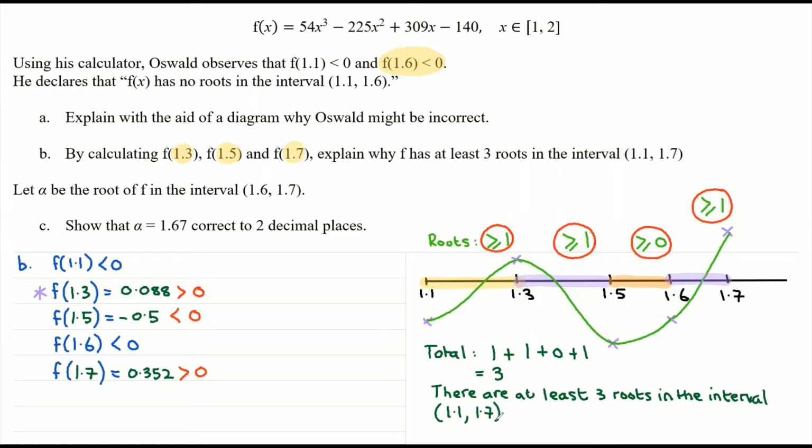Now then, if you want to not use a diagram for that, you would just argue the same thing. You would just say, okay, f of 1.1 is negative, f of 1.3 is positive. So going back to what we've got here, that bit greater than or equal to 1. Then you would look at f of 1.3 and 1.5, those two. Again, the theorem is met. There is a change of sign. So that would be greater than or equal to 1.